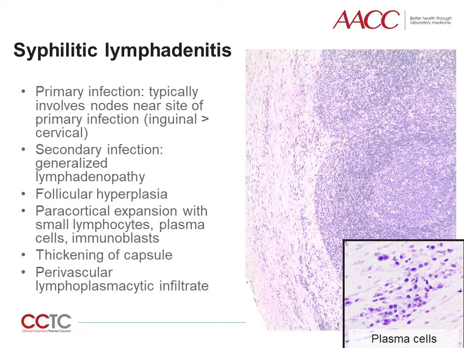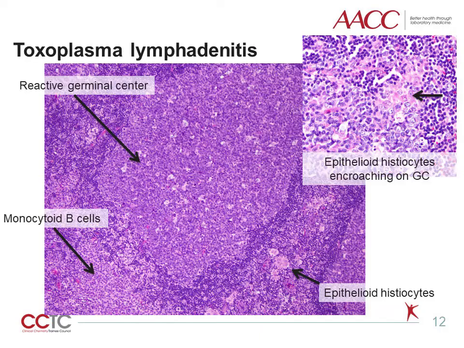The paracortex is expanded with small lymphocytes, plasma cells, and immunoblasts. Epithelioid granulomas may be present. The lymph node capsule is thickened with increased plasma cells, and arteritis may be present. In later stages, the capsular fibrosis may dip into the lymph node cortex, imparting a scalloped appearance. Increased numbers of plasma cells are present in the medulla. Serologic testing is used to confirm the diagnosis.